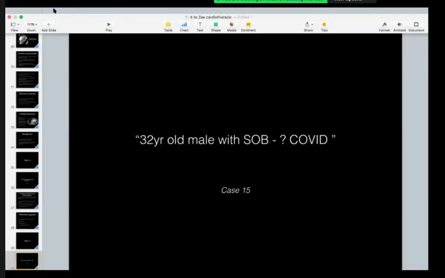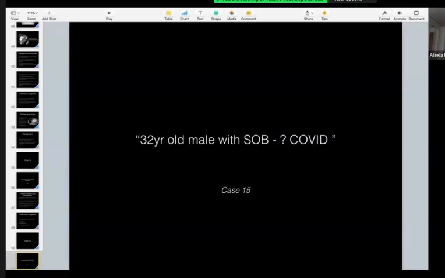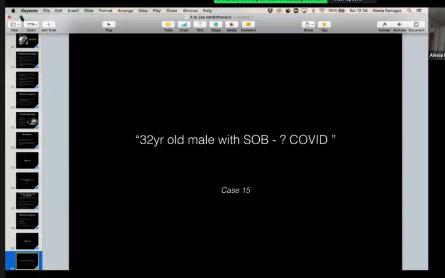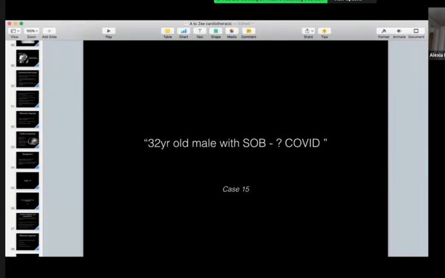Okay. Great. So this is a 32-year-old male with shortness of breath who presented during COVID times with shortness of breath. So the question on the request was query COVID on his chest x-ray request. So let's bring up your imaging.